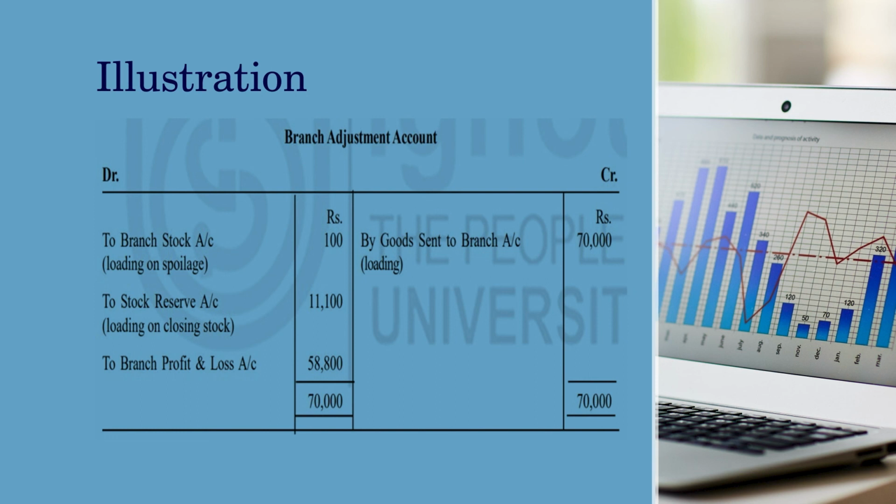To stock reserve. So to stock reserve it was 55,500, so 1/5 of 55,500 is 11,100 for closing stock. And to branch profit and loss account it is 58,800. This is the balancing figure. Out of 70,000, if you subtract these two figures, we will arrive at 58,800. 70,000, 70,000.